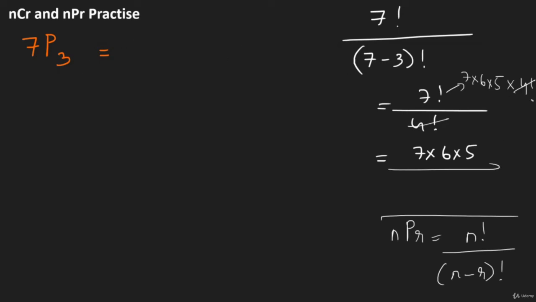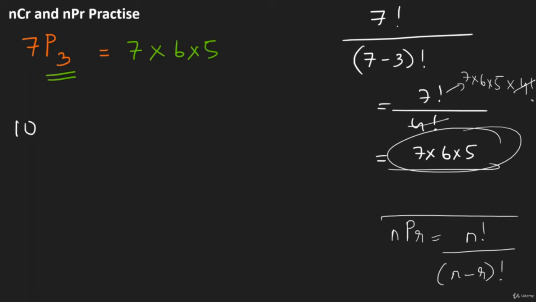Now, how do we do this faster? Over here, we check that we have a 3, right? So your answer is the product of 3 numbers starting with 7, and you keep reducing the numbers by 1. That is 7 into 6 into 5. That's the same thing that we got over here.